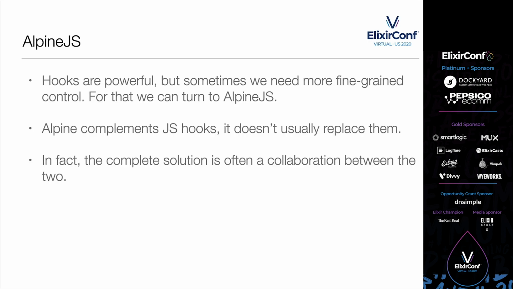LiveView JavaScript hooks take us a long way, but sometimes we need more fine-grained control. That is where AlpineJS comes in. AlpineJS allows you to embed JavaScript code in your HTML markup. For that reason, it is sometimes called Tailwind for JavaScript. Alpine complements hook code. It doesn't replace it. In fact, the complete implementation is often a collaboration between Alpine and hook code.